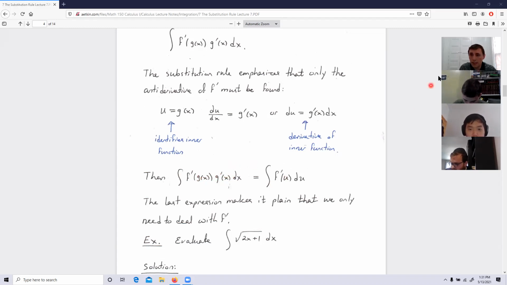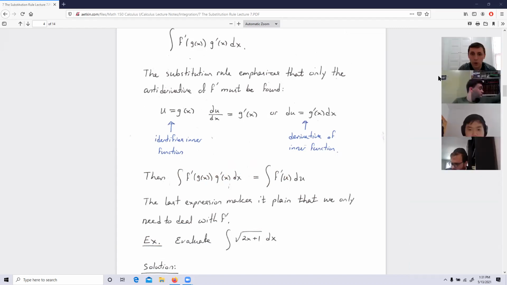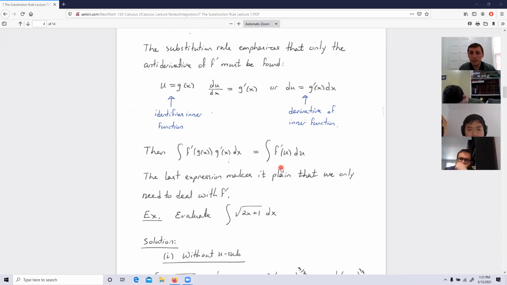And all this technique accomplishes, I hope you see that, is it makes you look at the outermost function. It tries to make it mechanical. What we hopefully realized is that you only need to integrate the outermost function, only f prime. Now let's practice it, please.